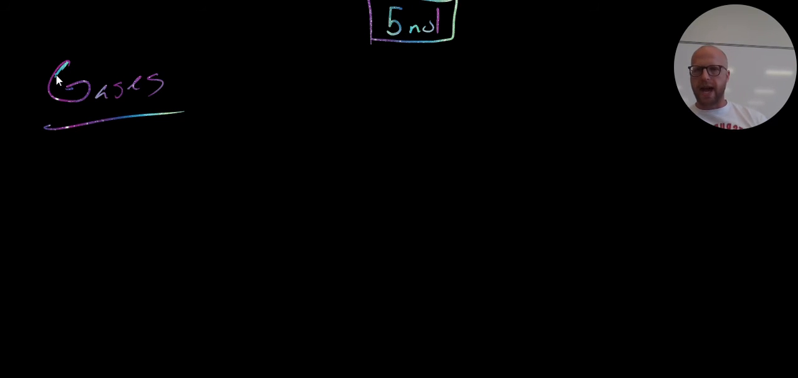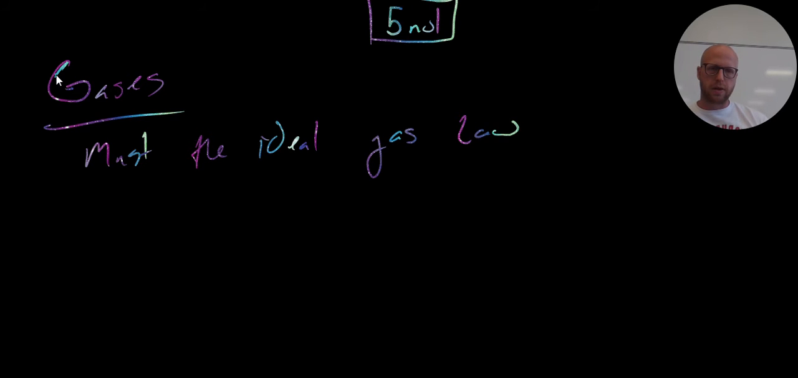Okay, for gases, we must use the ideal gas law. Okay, so the ideal gas law is PV is equal to nRT. This is the equation that you have to use if we're solving for moles for gas. Okay, so we've got to have a little bit more stuff, right? We've got some more variables, we've got a constant in here. So we have to have a little bit more information when we're solving for moles of gases. So let's take a look at this.